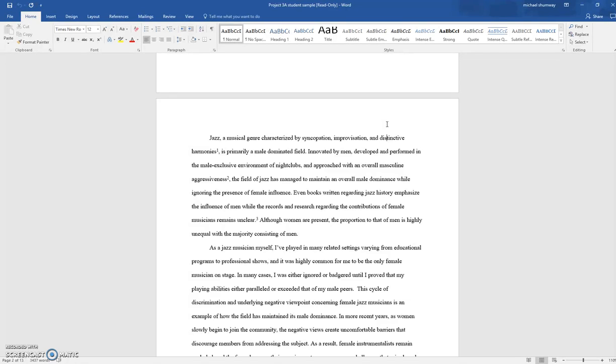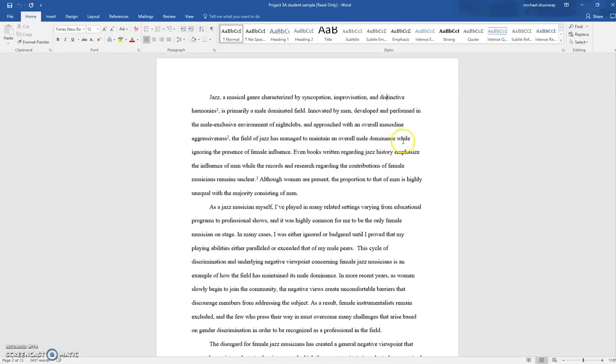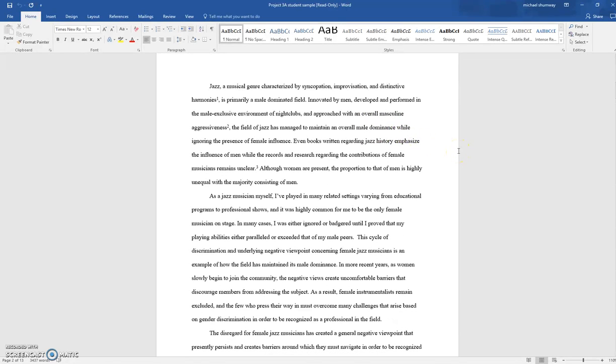So let's take a look at the introduction here. Now I'm going to read this through a little bit, and if you've already read this through, just bear with me here. But let's pay attention to some of the moves this person is doing in the introduction, because this is what I'm going to ask you to do in your introductions.